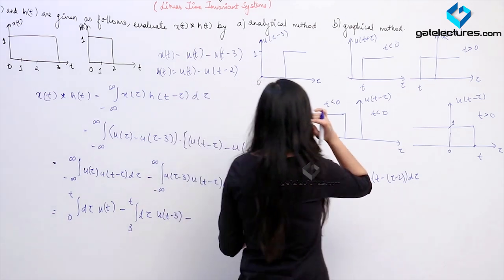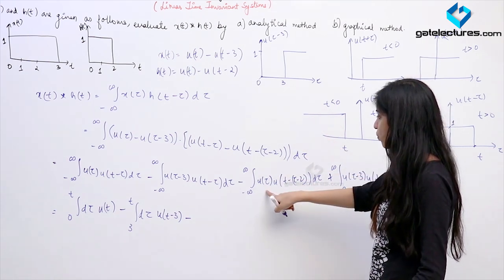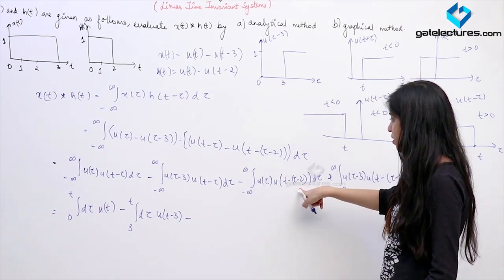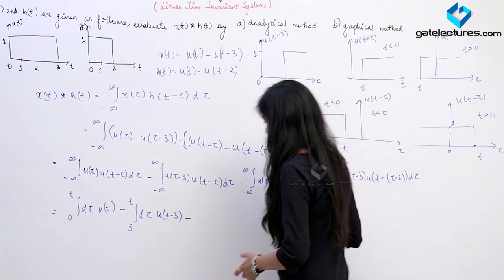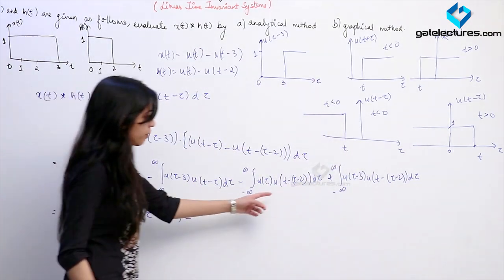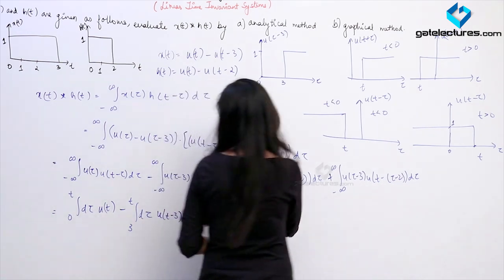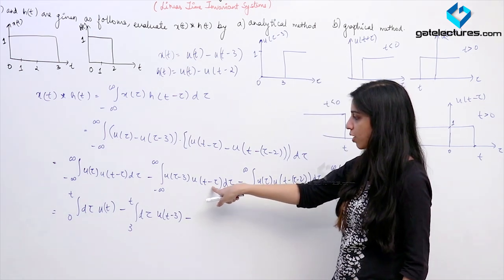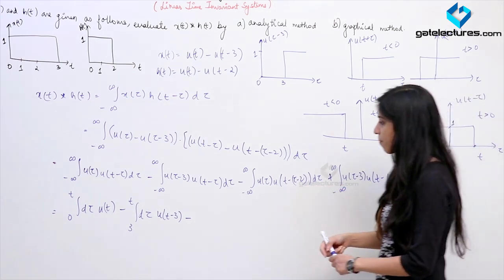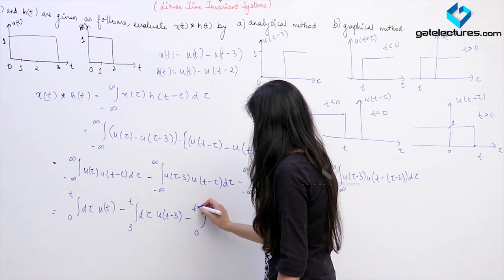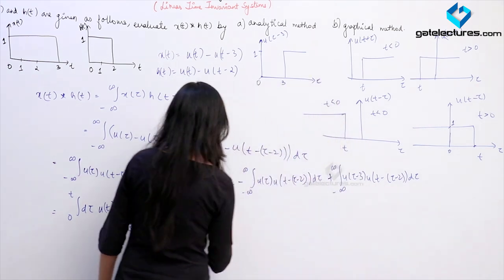Now, similar to this, you can see these functions also. This u(tau) is going to start from tau equal to 0. If you look at this one, u(t minus tau minus 2), how is this going to look? If I sketch it, this is going to be 1 for values of tau ranging from 0 to t minus 2, right? Similar to this one, which was 1 for values of tau ranging from 0 to t. So, this multiplication is going to be 1 for values ranging from 0 to t minus 2, and the value is going to be 1, so d tau.